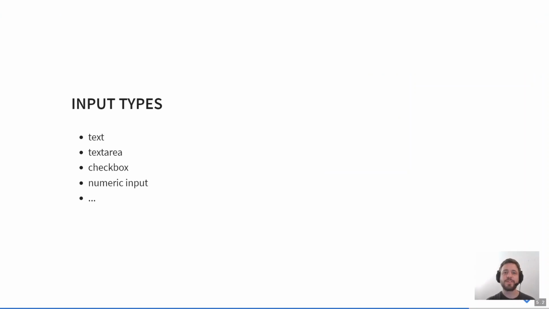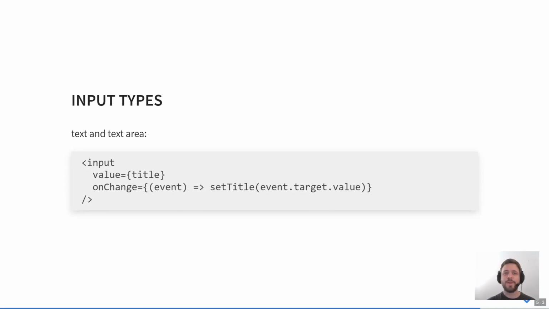Let's take a look at different types of inputs we can use in HTML. I will show you how to use single and multi-line text inputs, checkboxes, and numeric inputs. For other inputs, you can read up on their use in the official documentation. Here we see the basic example for a text input, which also works in this way for text area inputs.